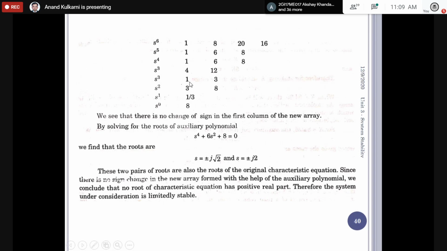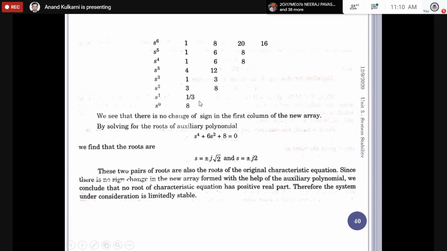S^2 row. So 1 into 6 minus 3, 6 minus 3 is 3 divided by 1 is 3. Then 1 into 8 minus 0 divided by 1 is 8. 3 and 8 will be this. Then the next row, 3 into 3 is 9. 8 into 1 is 8. 9 minus 8 is 1. 1 upon 3. And the last row is 1/3 into 8 minus 0 divided by 1/3 is 8.